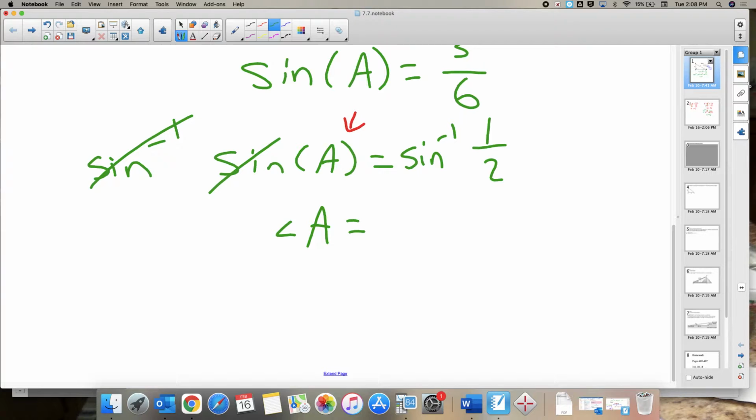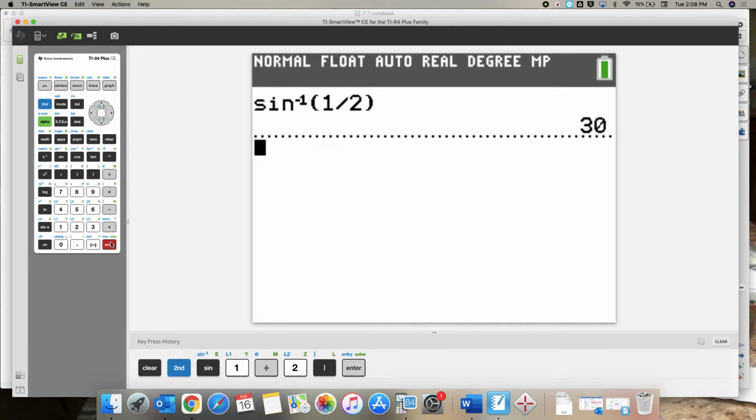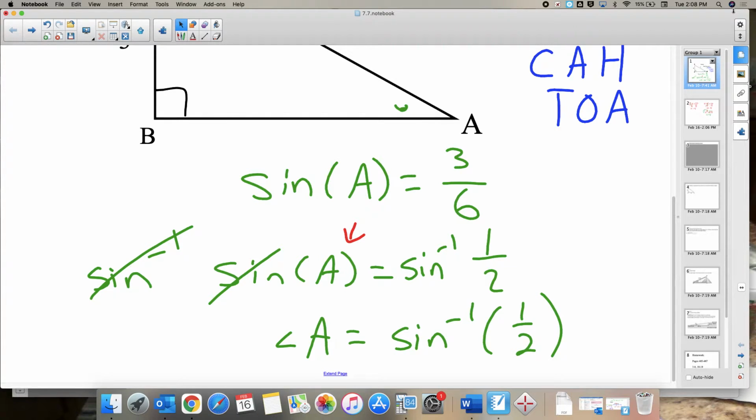What you do to one side, you have to do to the other. So I'm going to take the sine inverse of 1/2. Once again, this is where you need your calculator. On my calculator, right above the sine, cosine, and tangent buttons, there's a little SIN -1, COS -1, TAN -1. Those are your inverse functions. So we want the sine inverse of 1/2. I hit enter, and it gives me 30. That tells me the measurement of angle A is actually 30 degrees.